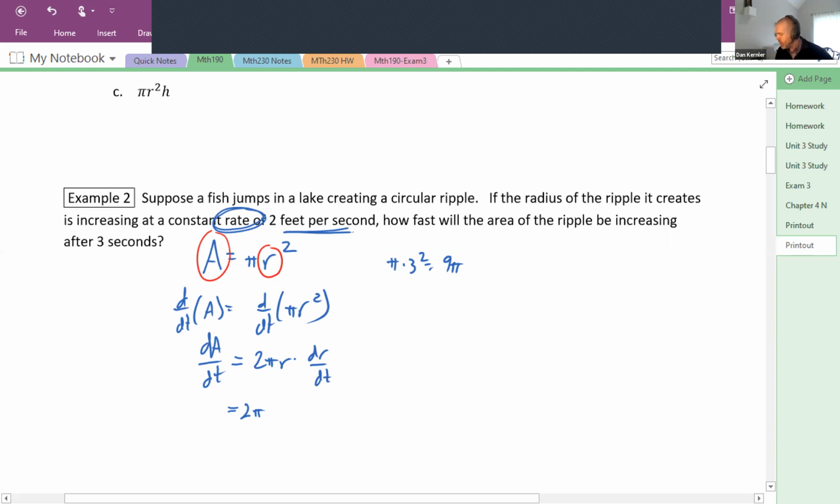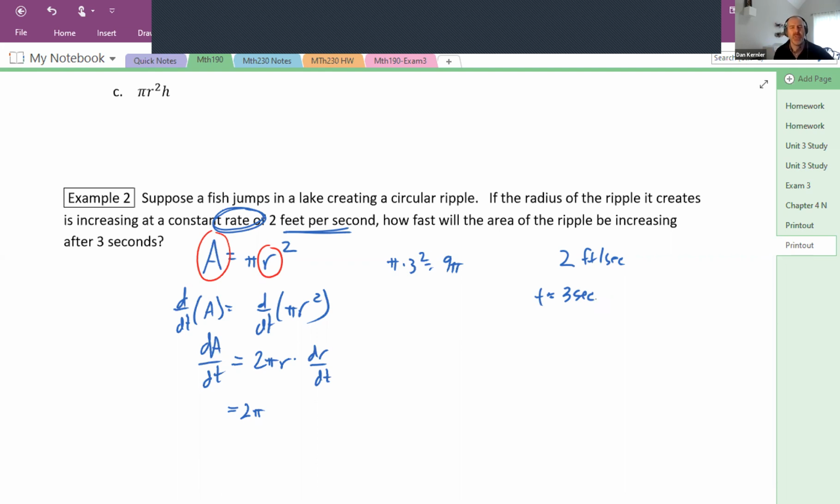So you know what we should have done initially? Kind of getting ahead of myself here. We should have written down what that 2 feet per second is. We don't even know what the radius is, right? Because t is equal to 3 seconds. If the radius of the ripple it creates is increasing at a constant rate of 2 feet per second, how fast will the area be increasing after 3 seconds?